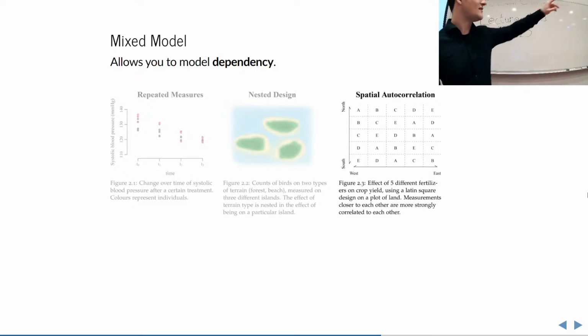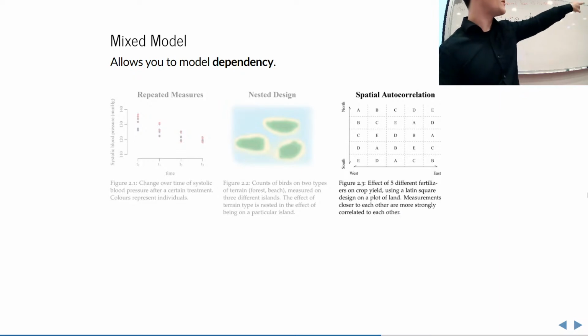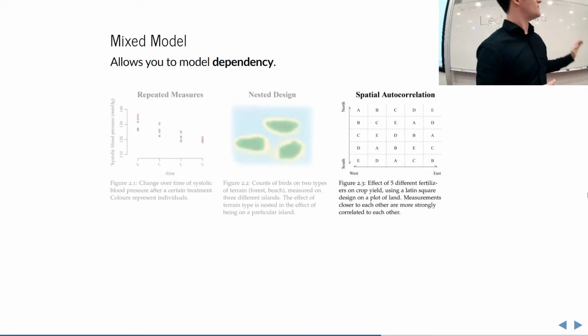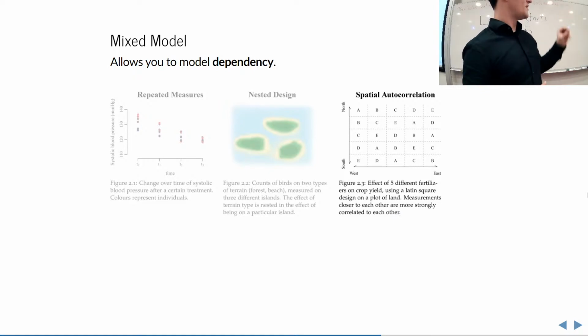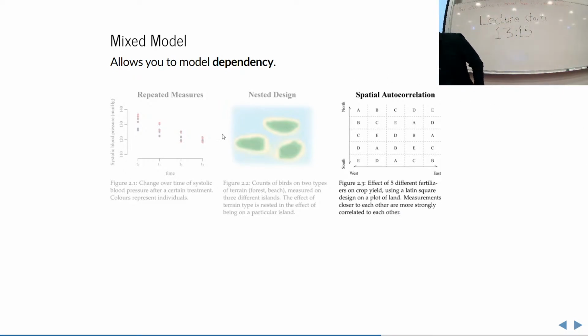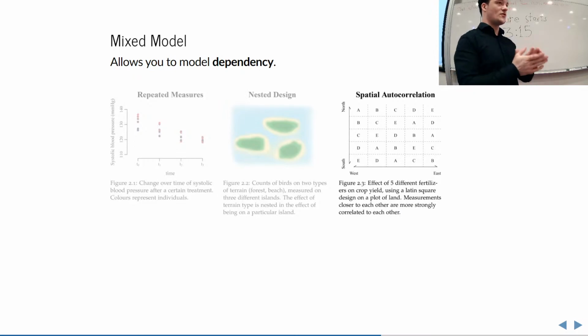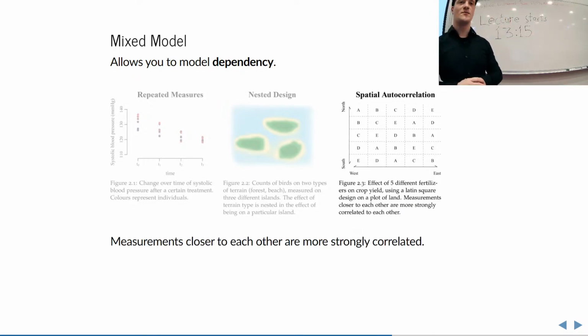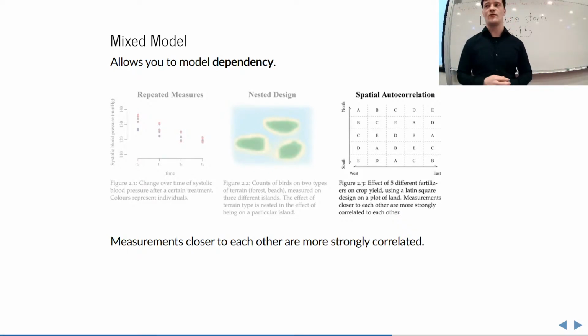Okay, so this is a Latin square. I've randomized them in 2 directions. So every row contains every treatment, every column contains every treatment, and it's random. So that's great. But still, let's say there's a river going over here. Then all the measurements that are near this river will probably have a different value than the measures that are further away from the river. So in spatial autocorrelations, measurements that are literally physically closer to each other will be more strongly correlated.